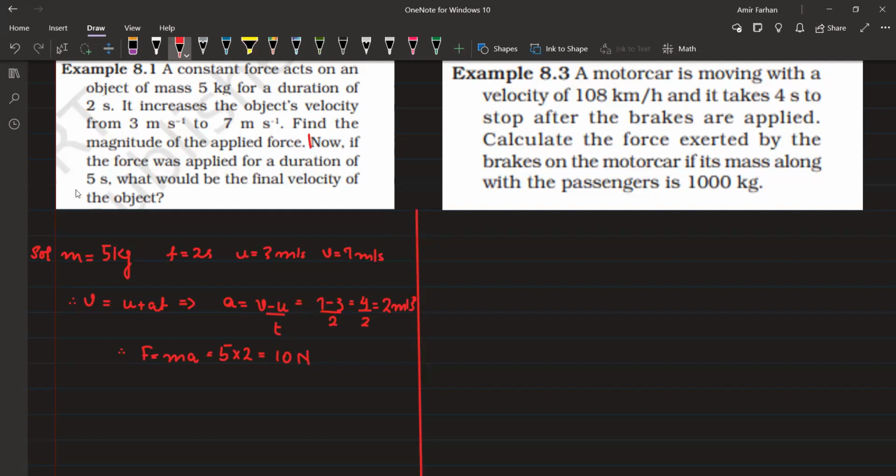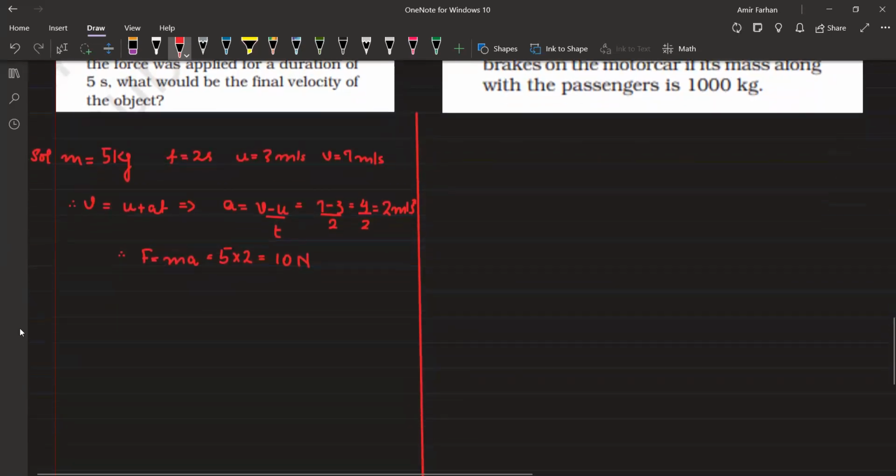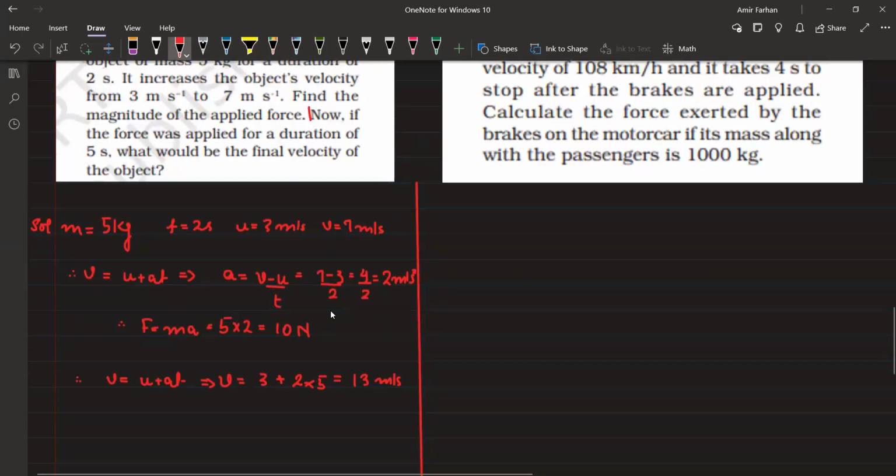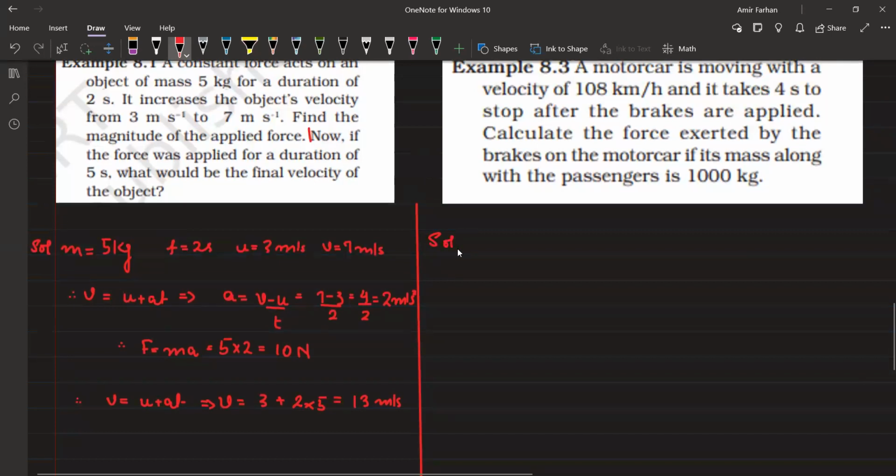Now we have to calculate the velocity if the time is 5 seconds. Velocity can be found using V is equal to U plus A into T. So V is equal to U, which is 3, plus A, which is 2, into 5 seconds. That is equal to 13 meter per second, the answer that you will be needing. Okay, got it? Yes, sir.